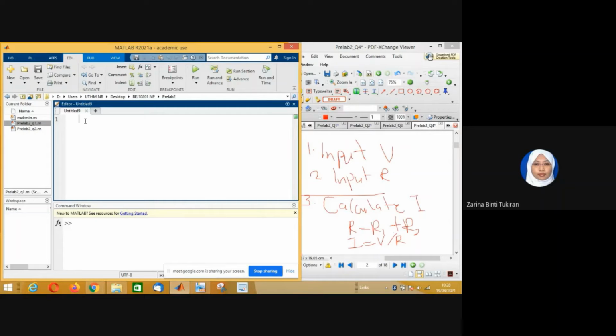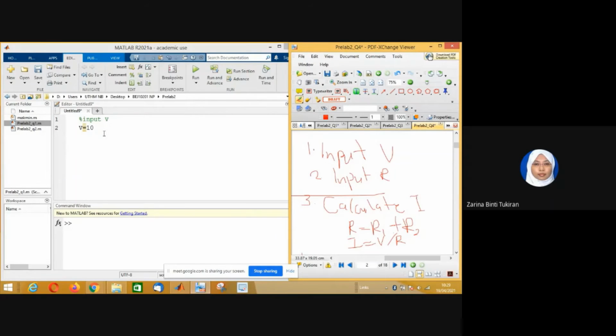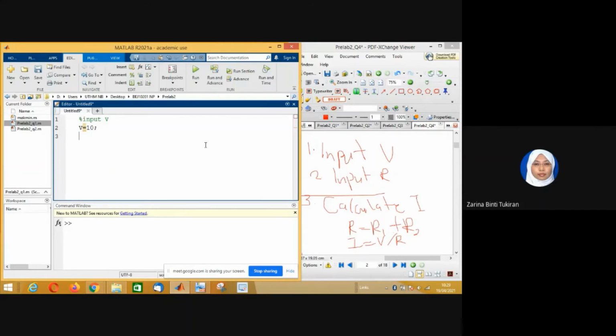Okay. So in this case, since the value of V is already given to you is 10, so you can start here. Okay, the input of V is actually V equals to 10. Okay, betul tak? Dekat circuit tu tadi dah beritahu. Circuit you adalah V adalah 10. Right?